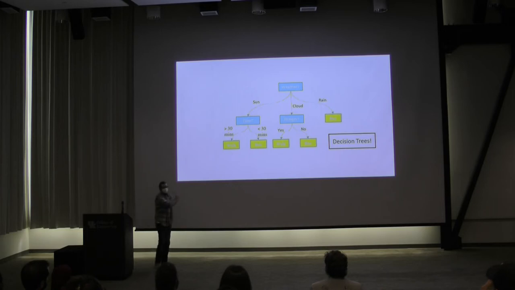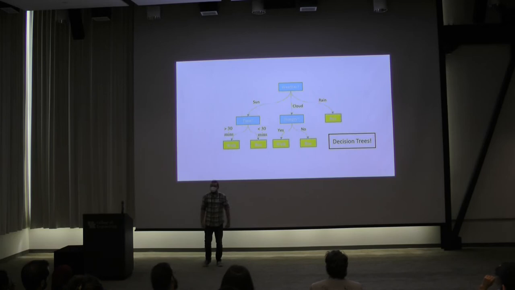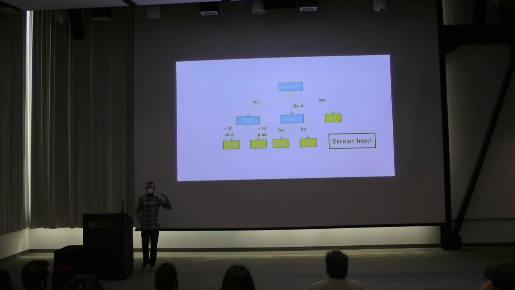Now when you're using this to classify, or you're using this to do your machine learning task, what you do is you simply take your example, you look at the values of each feature for that example, and you traverse the tree until you get down to a leaf in yellow.